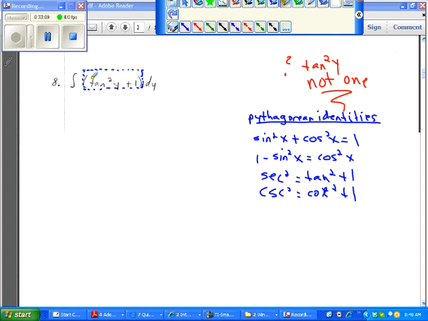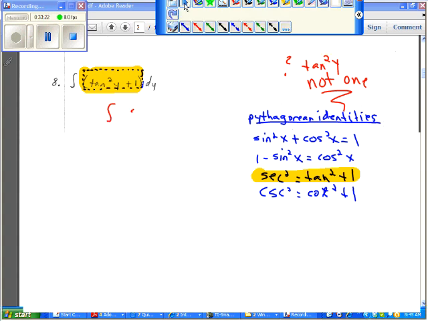So by a Pythagorean identity, we can replace that with secant square. That makes it look a whole lot better. And so we're going to have the integral of secant squared y dy. And what is it that has a derivative of secant squared? Tangent. So the integral of secant squared y dy is tangent y plus that constant c.